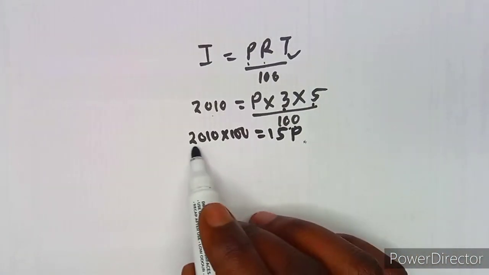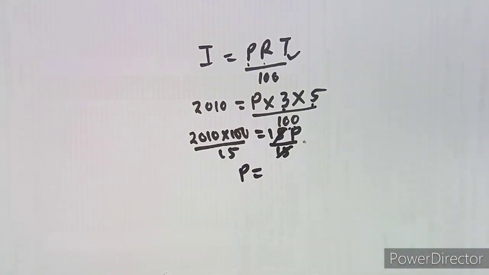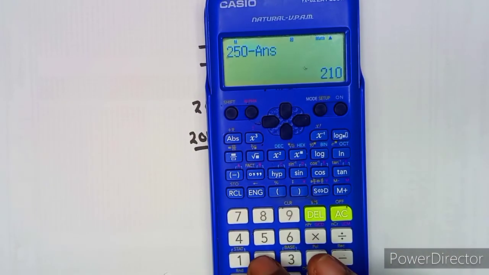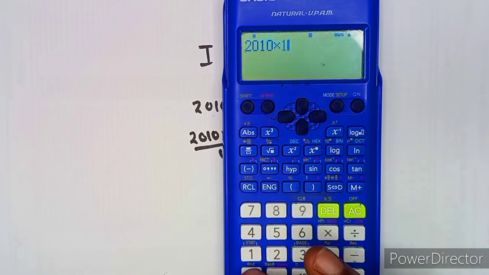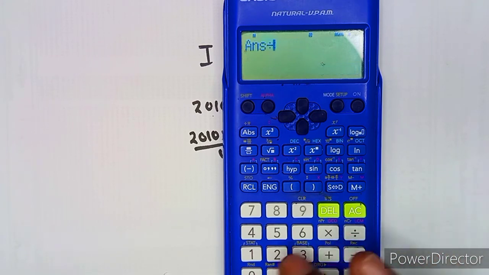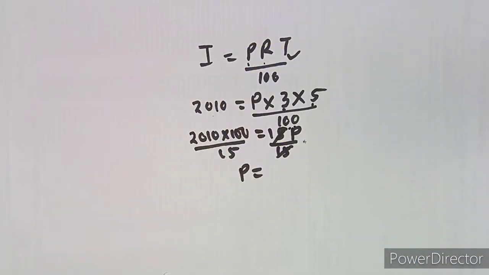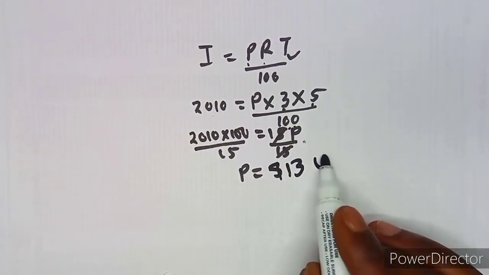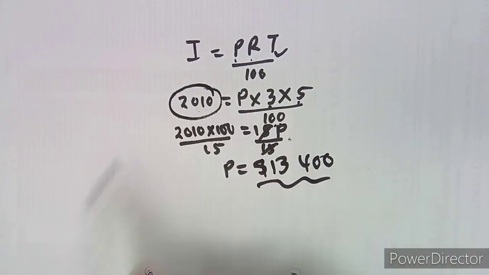So to find P, we are going to multiply this and then divide by 15. Which means the principal amount, the one that he invested into the bank, is 2010 multiplied by 100. If you multiply by 100, you are going to obtain this answer. Then you divide by 15, which is 13,400. So we have 13,400, which is the amount that he invested in order to obtain an interest of $2010 from the simple interest. That is what we were given in this case.